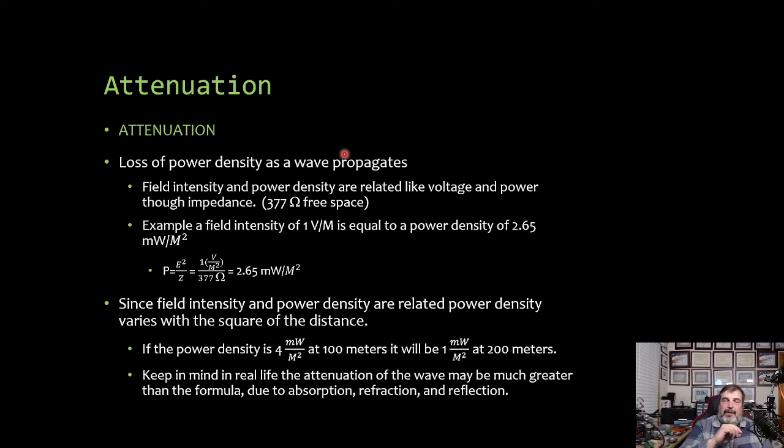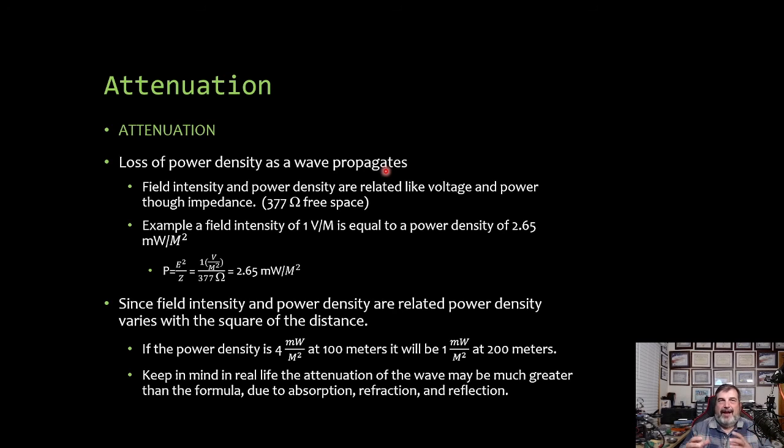So you start taking the square of the distance, okay? When you double the distance, it's going to take it by the square. So you have those losses over time. And those losses over distance is attenuation. That's a long way around to get to attenuation. But basically, it's the loss of the power density or the field intensity as a wave propagates away from the antenna. We lose power as we go away, and that's attenuation.